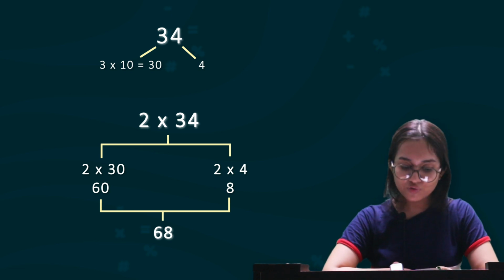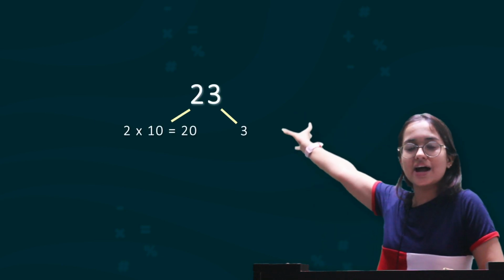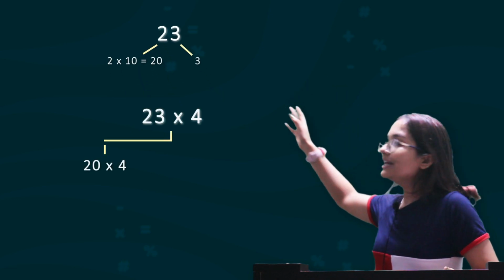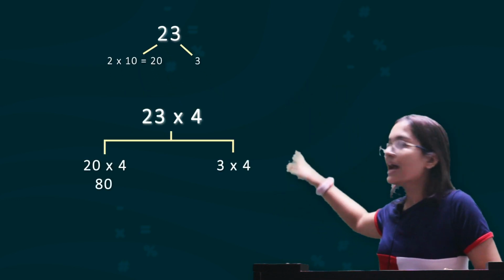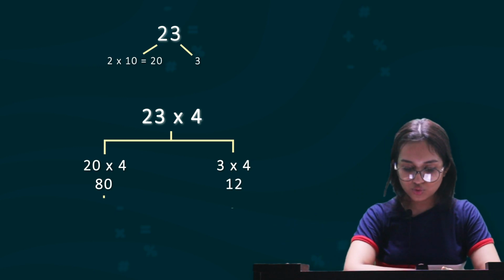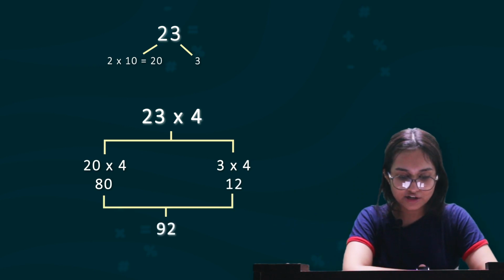So I'll tell you one more. If you want to multiply 23 and 4, break the larger number into 2 parts, that's 20 and 3. 20 into 4 will give you 80 and 3 into 4 will give you 12. So 80 and 12 will give you 92. So this is how we multiply the larger numbers.